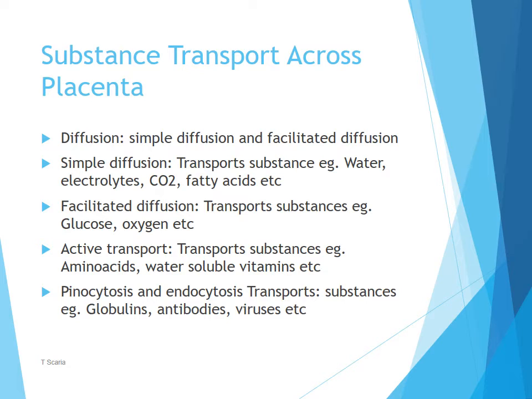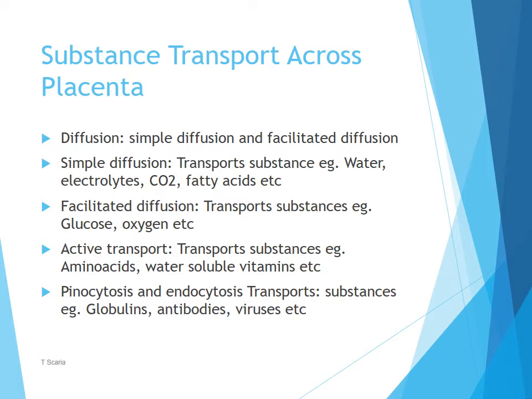The placenta has a major role during pregnancy. It helps in substance transport. The substances are transported across the placenta through various mechanisms. One is diffusion, and the diffusion can be simple diffusion and facilitated diffusion. Simple diffusion transports substances, for example water, electrolytes, carbon dioxide, fatty acids, etc. Through facilitated diffusion, it transports substances like glucose, oxygen, etc.